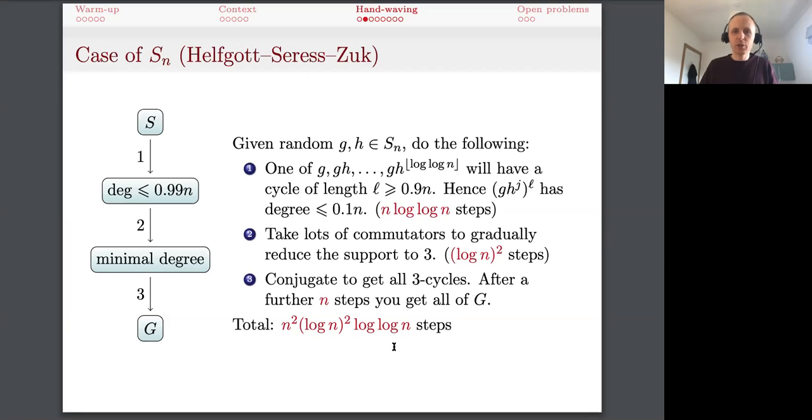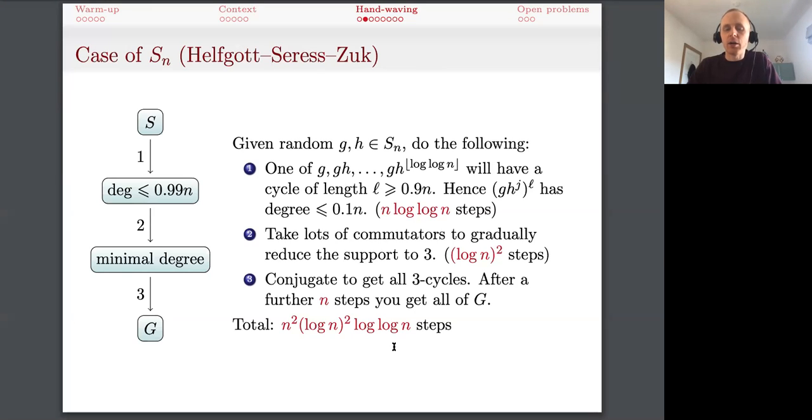The first step: we're looking for some element of degree a bit less than n, so we're trying to find an element with lots of fixed points. You do that using the following trick. You first look at the following elements: g times h squared, g times h cubed, up to g times h to the k for some slowly growing k.